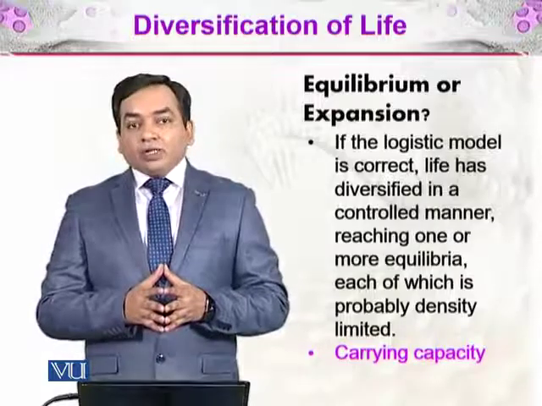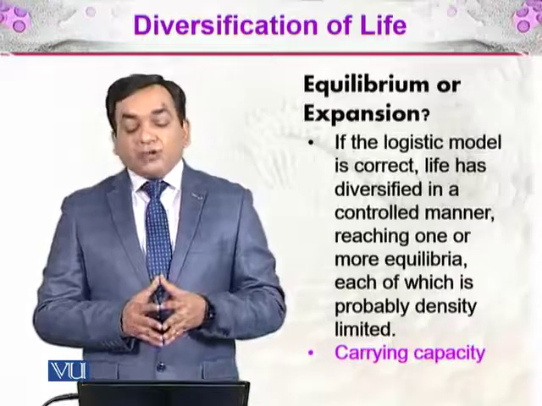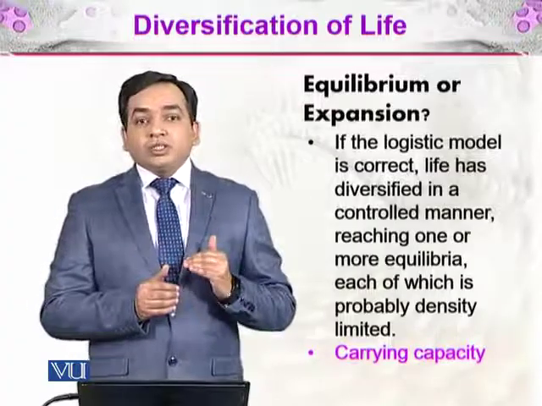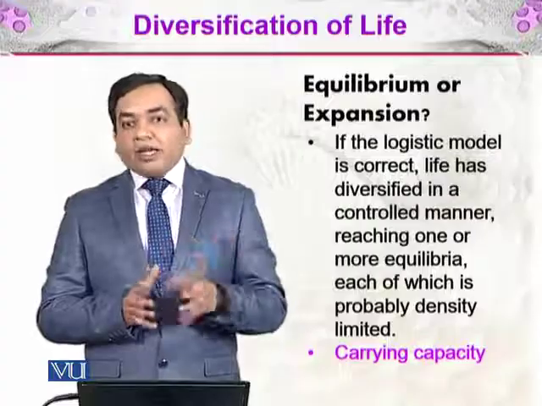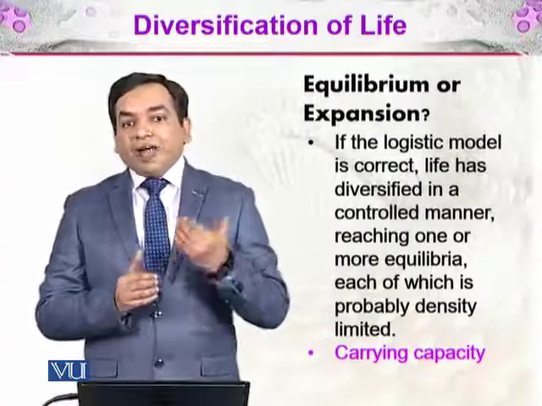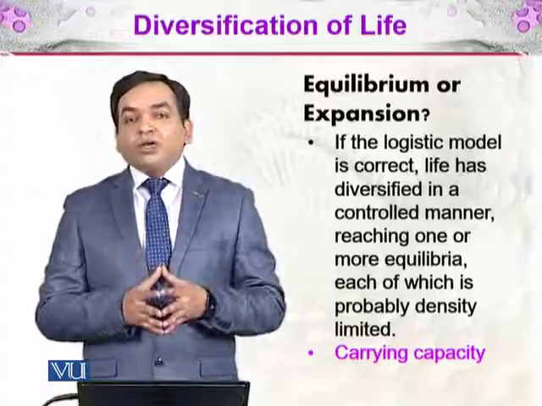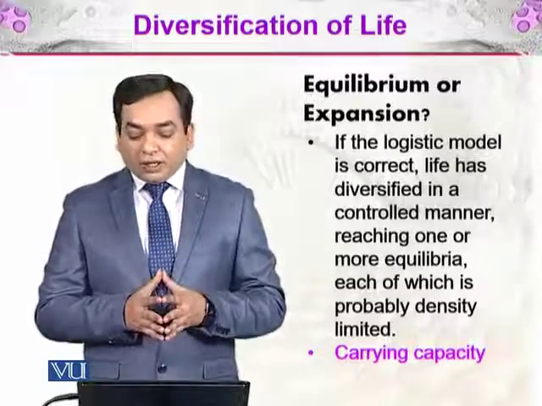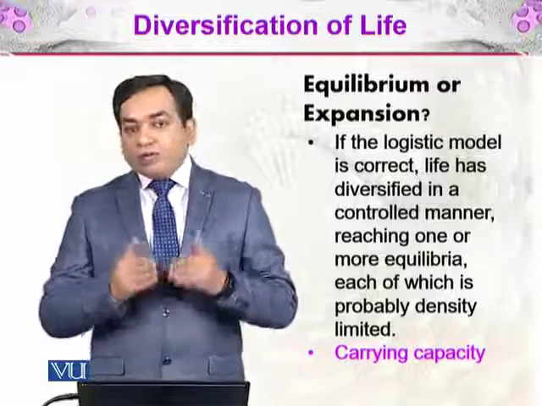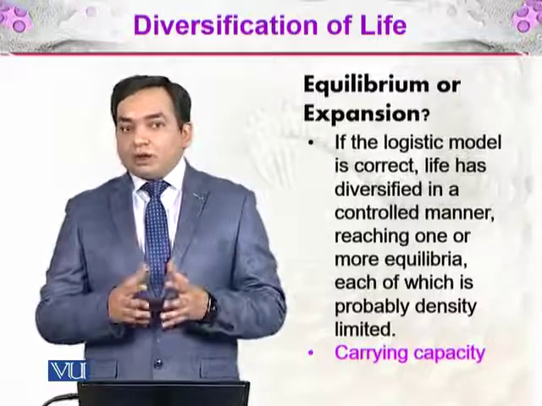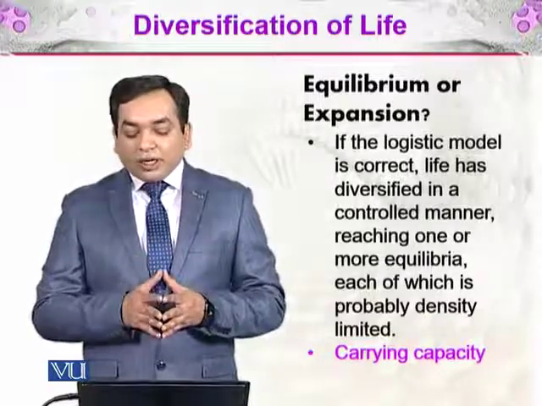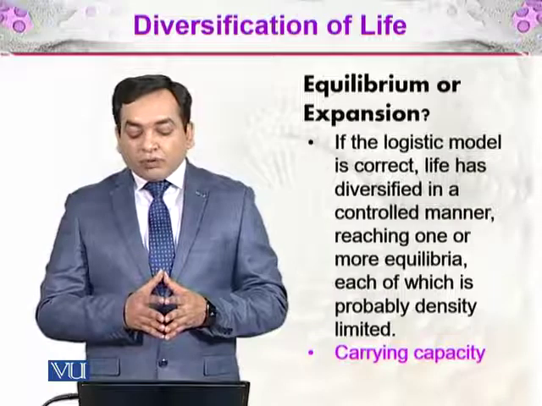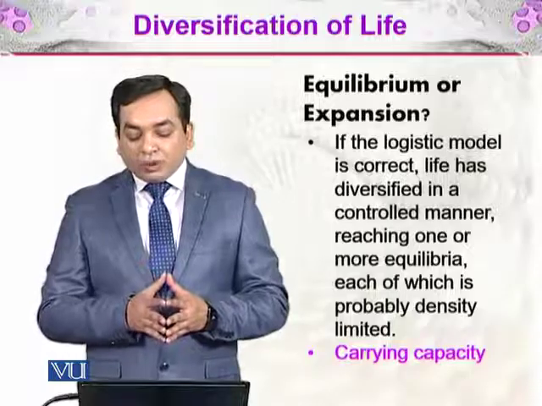The second theory is expansion. Expansion means species diversity goes on expanding. It has not yet reached equilibrium with its environment. It is still expanding. So if the logistic model that we discussed in the last topic is correct, life has diversified in a controlled manner, reaching one or more equilibria, each of which is probably density limited.